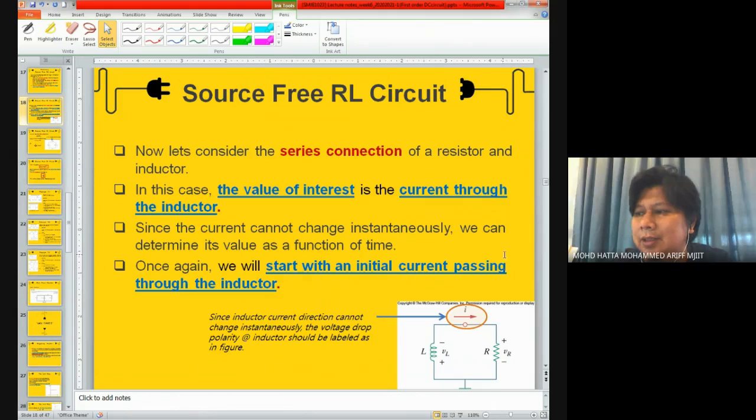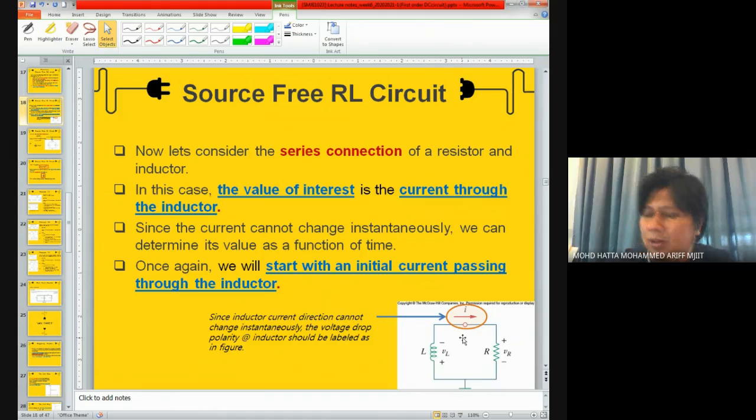passing through the inductor. And please note that for a capacitor, the voltage cannot change instantaneously. For an inductor, the current direction cannot change instantaneously. For example, if you have a current in that direction, you cannot change the direction of this current. Only the polarity of the voltage drop is based on the current direction. Based on this current direction, we're going to have positive, negative over here for VR and positive, negative for VL across the inductor.